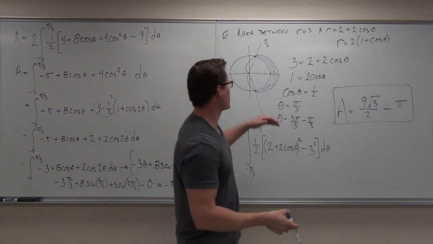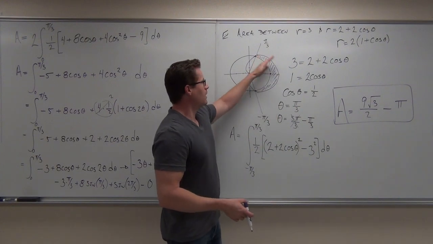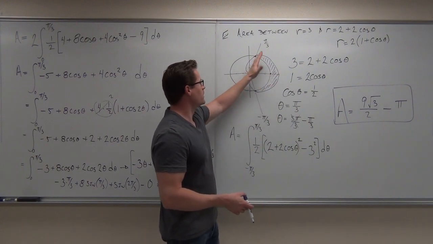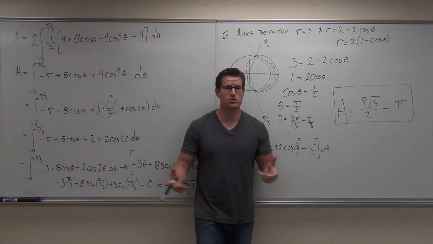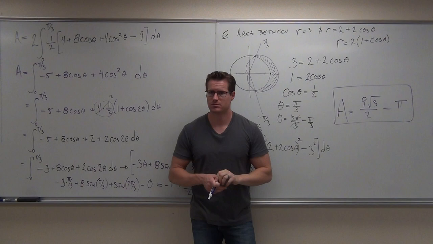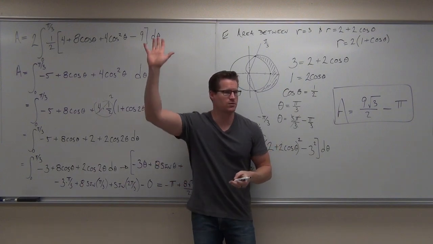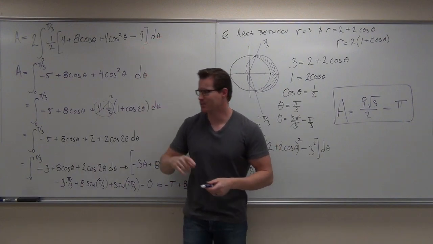That's kind of cool. So the area between a large heart, a large cardioid, and a circle, this particular circle, is 9 root 3 over 2 minus pi. Could you find an approximation for that if I asked you to? Yeah. That's the whole idea. Show of hands if you're okay with this one. All right. Tell you what.